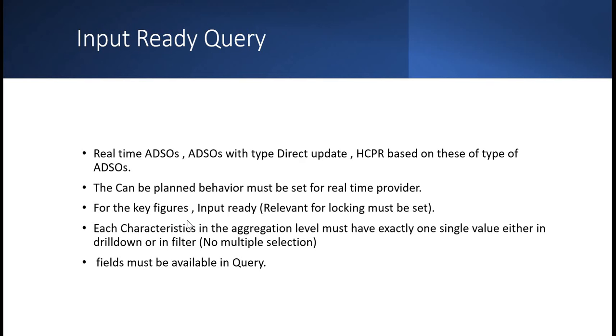Now there are a few more features that you need to fulfill. One is that each characteristic in the aggregation level must have exactly one single value, either in the drill down or in the filter, no multiple selection. I will be explaining this in the next slide. The other one is that fields must be available in the query. These two features I will be explaining in the coming slides.